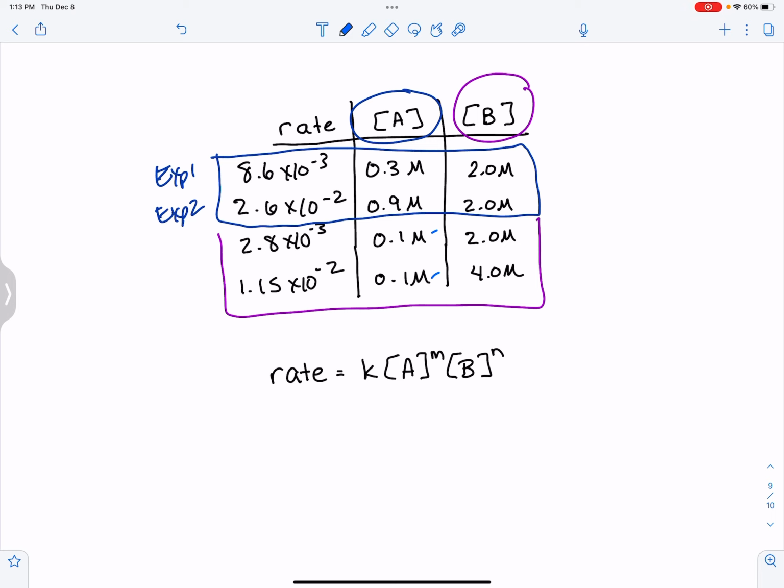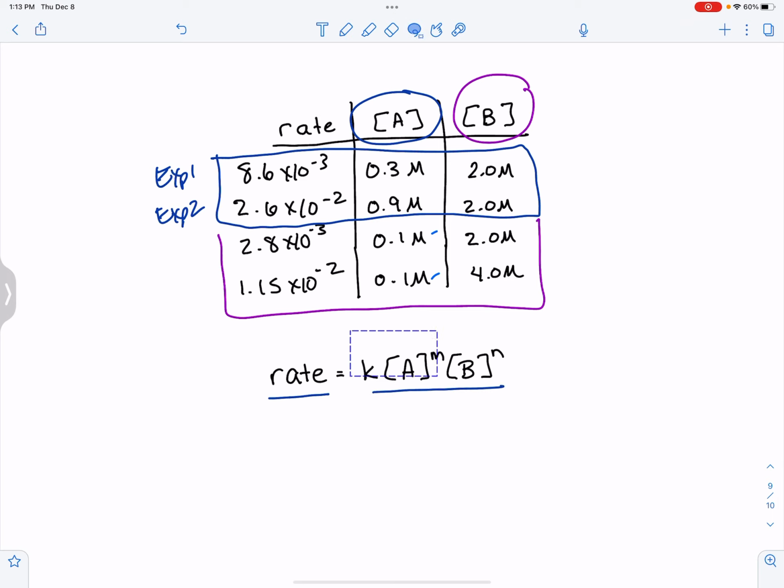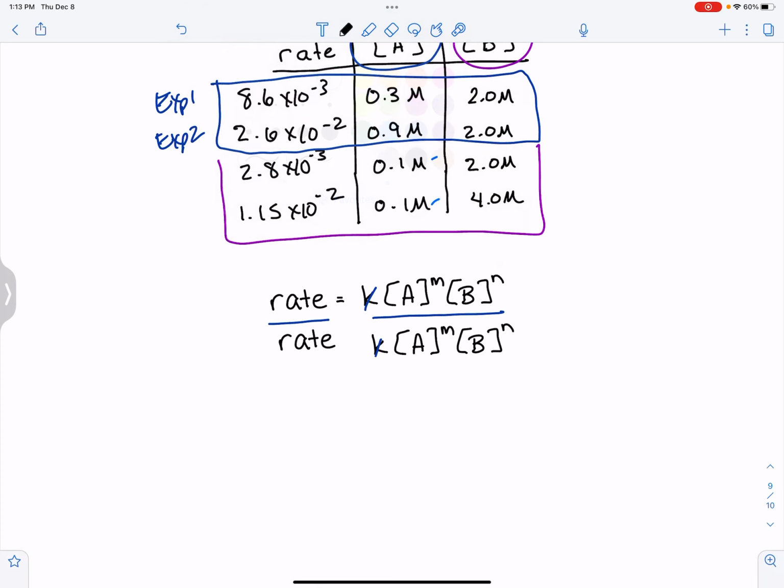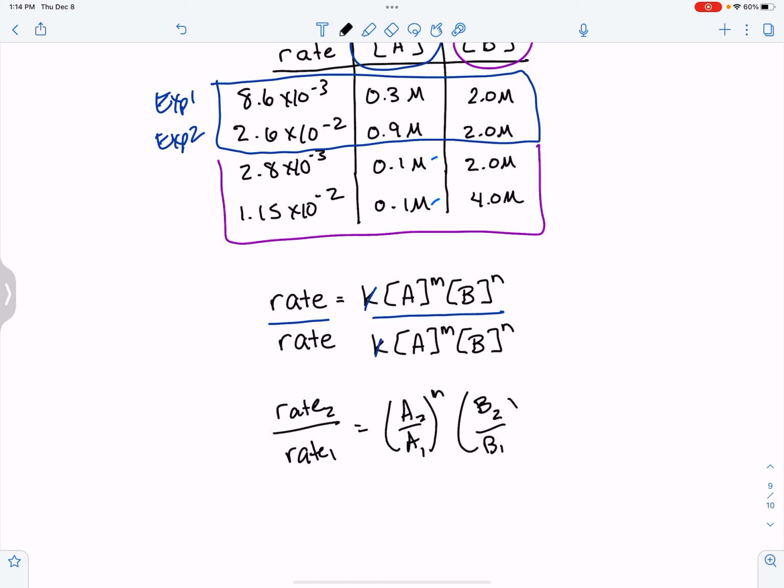Now, if you remember the generic format that I was saying you would use to calculate one of these would be rate equals one of these over each other. And then remember that the K will cancel out. And then remember that you can write your A's and your B's with parentheses around them. So I have A over A, that'd be 2 and 1 to the M. And then I can do B, 2 and 1 raised to the N. And so that's the generic format.